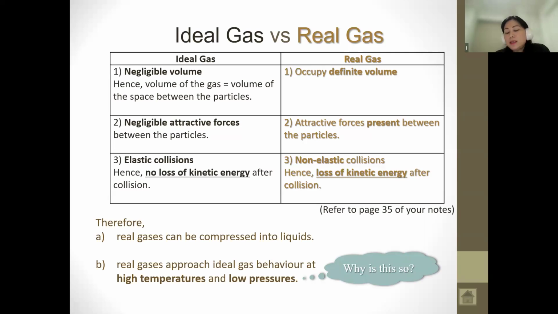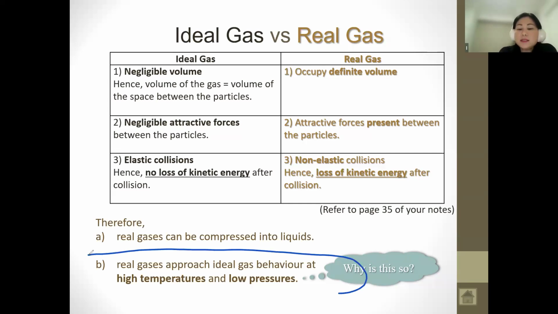But is there a way to make the real gas behave more ideally? Right? Because if they could behave more ideally, then we will have a case of an ideal gas, right? So yes, there's a way to make them behave more ideally.